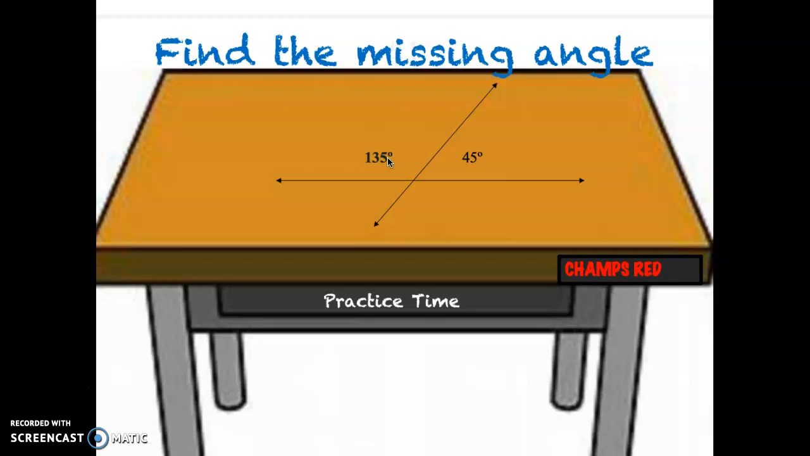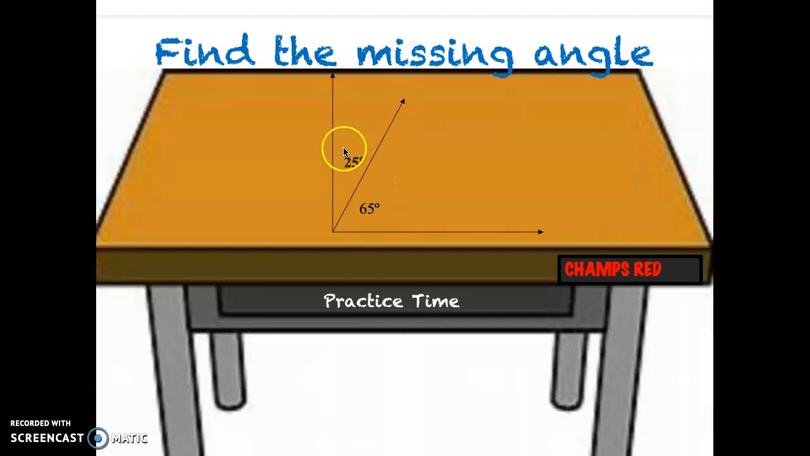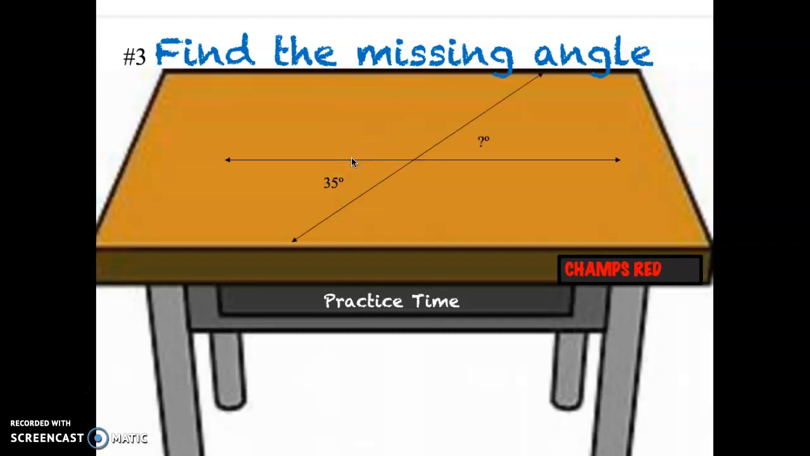Okay, let's try one more. In this case, I have a complementary angle. So I know these angles are going to add up to 90. If I did 90 minus 65, I will then get 25, and these two will add up to 90.